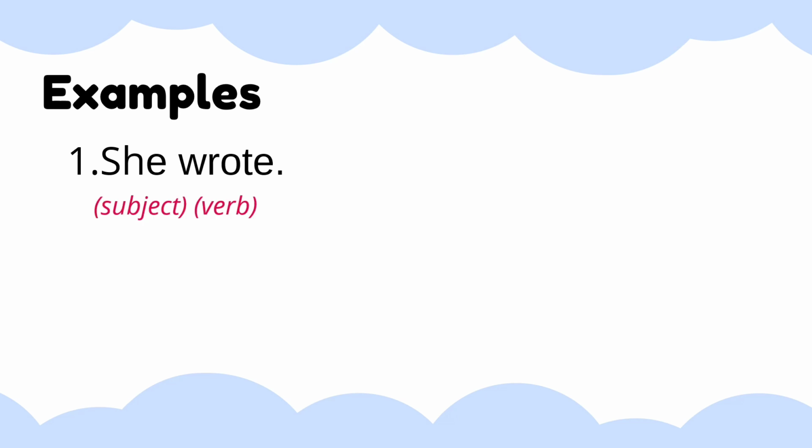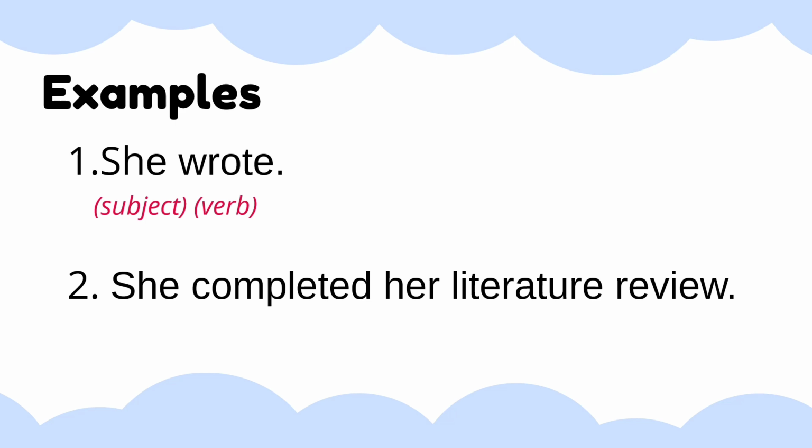Here are some examples. Number 1, she wrote. This is an example of a simple sentence because it has a subject which is she and a verb which is wrote. Another one is, she completed her literature review. This is again an example of a simple sentence because it has the subject she, the verb completed, and the object literature review.